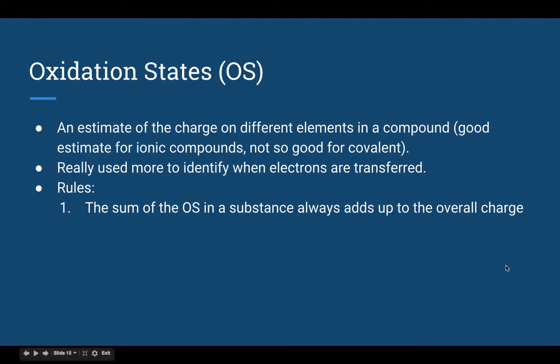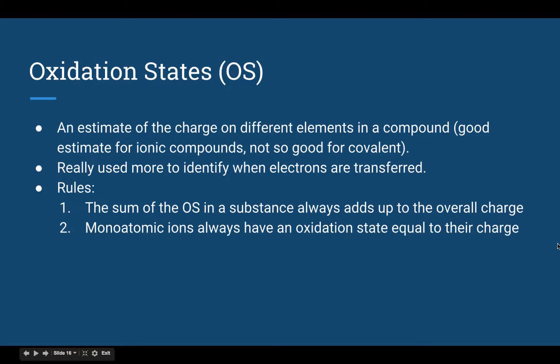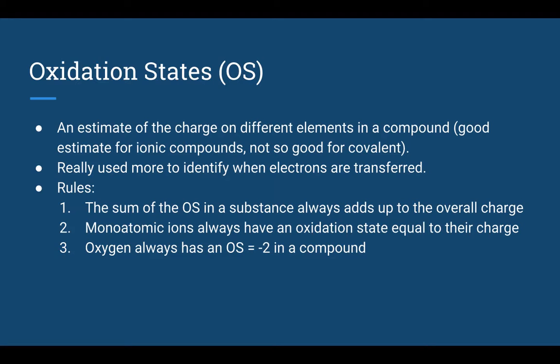The next rule is that monoatomic ions, so things like nitrogen 3 minus, nitride, or iron 3 plus, Fe3+, those will always have an oxidation state equal to their charge. So like nitride, N3-, will always have a -3 oxidation state. Iron 3 plus will always have a +3 oxidation state. So that's pretty straightforward. Oxygen always has an oxidation state of -2, so that's kind of always a given, as long as it's in a compound. And we'll see why that's important in just a second. Hydrogen always has an oxidation state of +1, and again, only when it's in a compound.